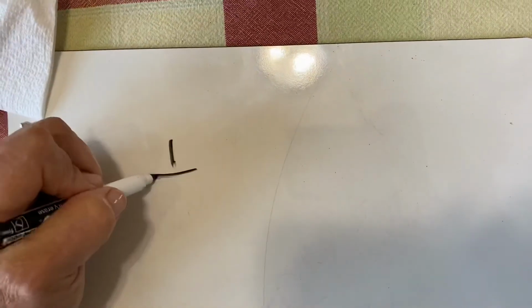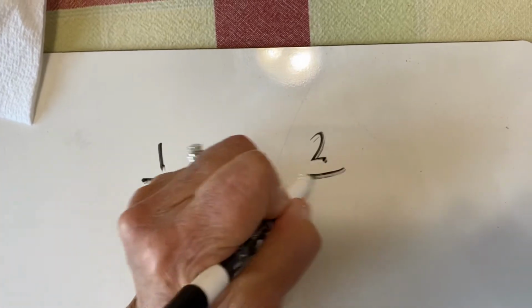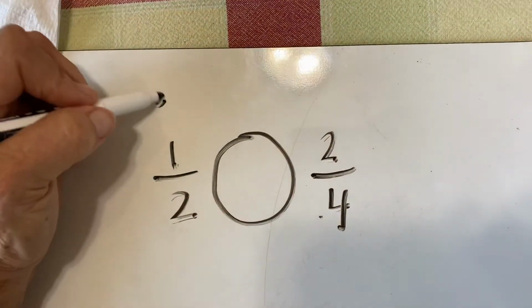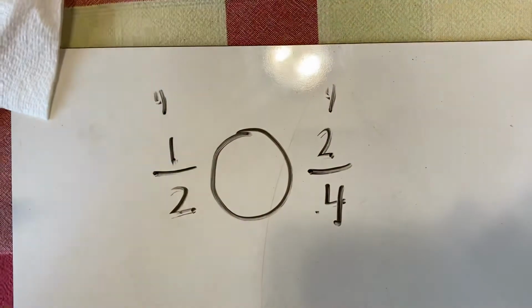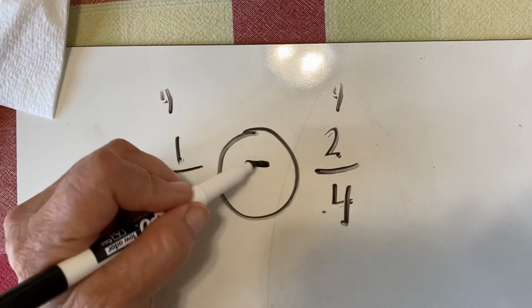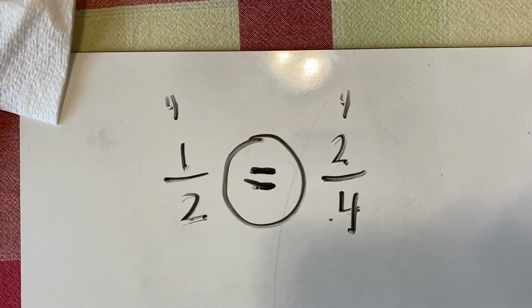And remember, some of them might be equal. Okay, like 1/2 and 2/4. Let's compare those. 4 times 1 is 4. 2 times 2 is 4. So neither is bigger than the other, right? Those two puppies are equal.